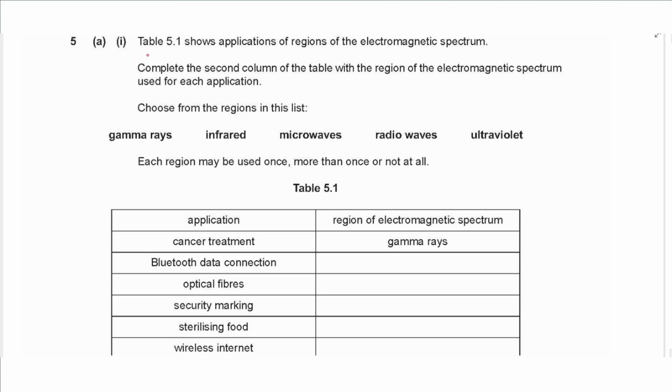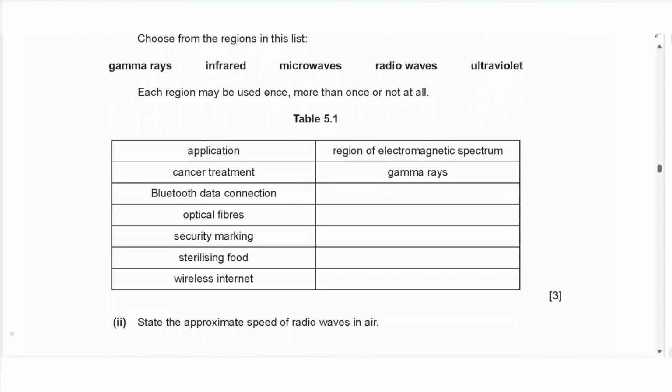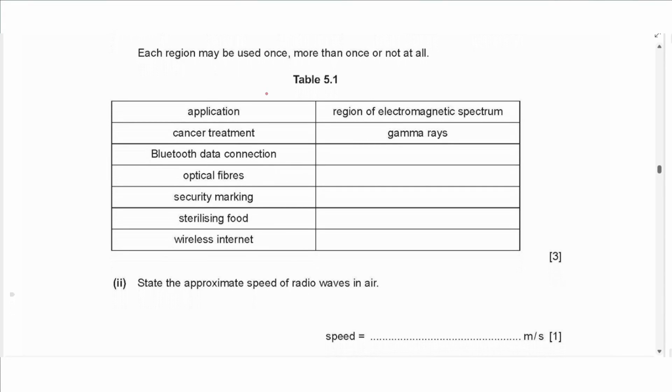Question 5, AI says table 5.1 shows applications of regions of the electromagnetic spectrum. Complete the second column of the table with the region of electromagnetic spectrum used for each application. Choose from the regions in the list: gamma rays, infrared, microwaves, radio waves, and ultraviolet. Each region may be used once, more than once, or not at all. So we have the application and the region of electromagnetic spectrum. Cancer treatment is gamma rays.